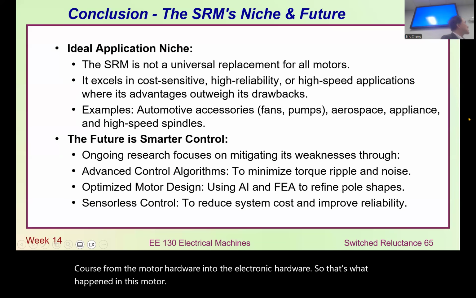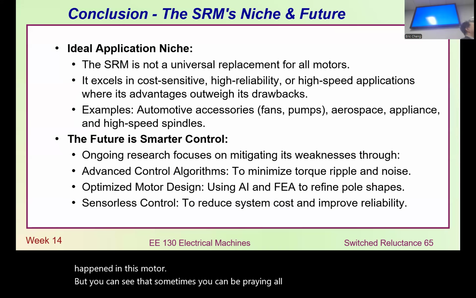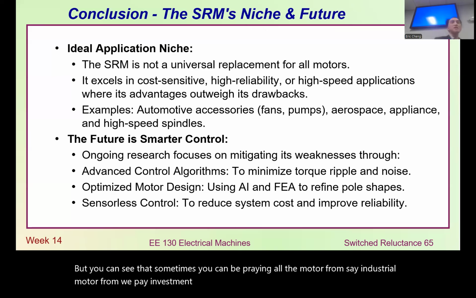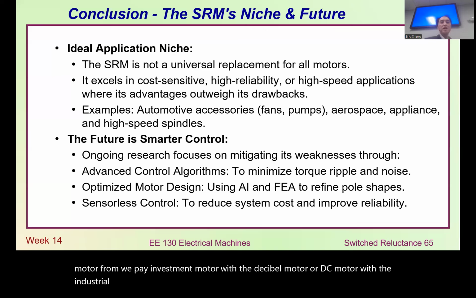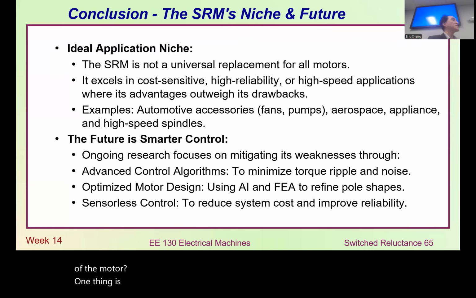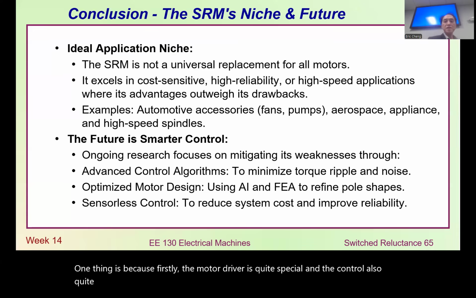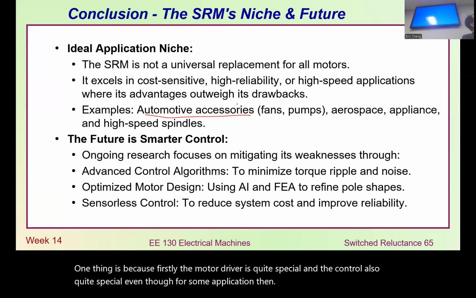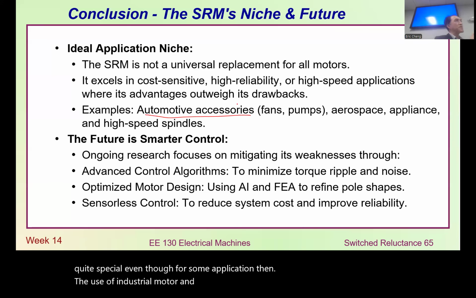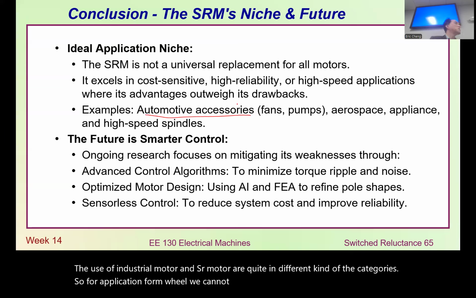But you can see that sometimes we can replace one motor with another, say replace an industrial motor with a DC motor, or a DC motor with an industrial motor. However, for SRM, it's not easy to replace the other types of motor. Firstly, the motor driver is quite special, and the control is also quite special. For some applications, the use of an industrial motor and an SR motor are in quite different categories. So from an application point of view, we cannot swap an industrial motor with an SR motor.